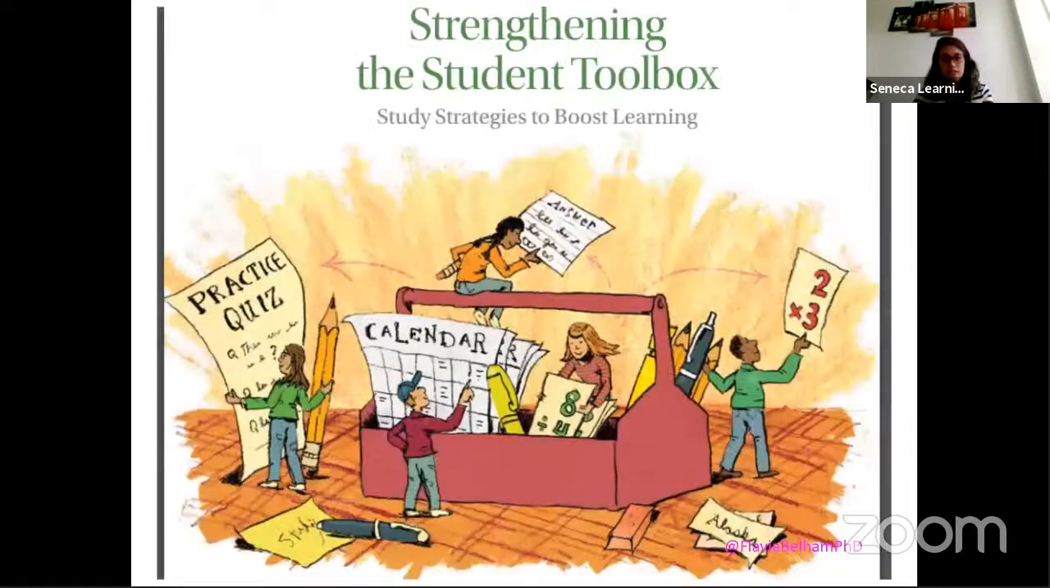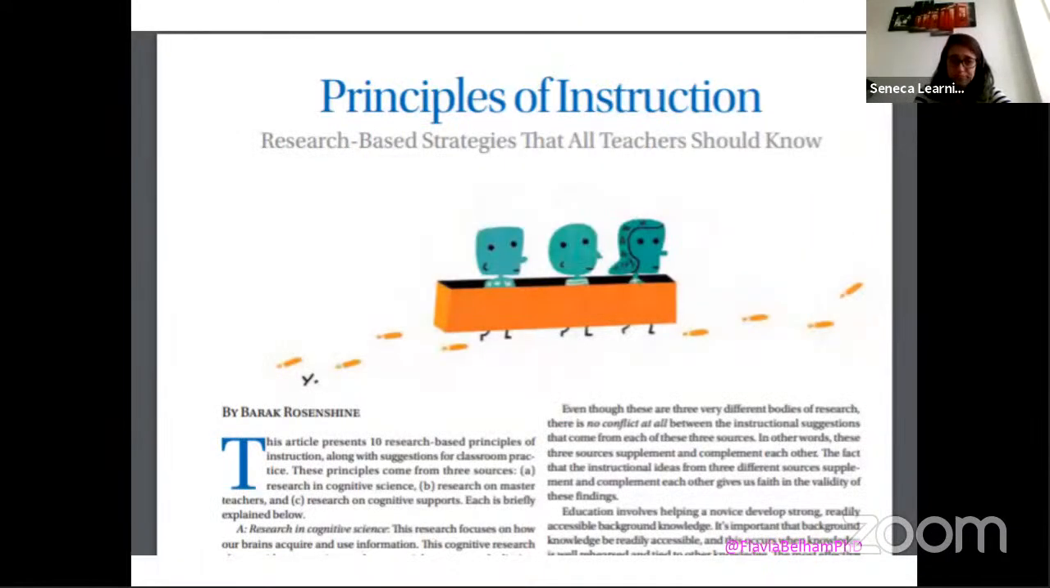So I'm going to send you these later, but there are two very, very good articles about effective learning strategies. This is one of them. It's also on Google. If you look for the title, you'll find the PDF and you can download it. And then this is the other one, but I'll send them. I can send you the PDFs later.